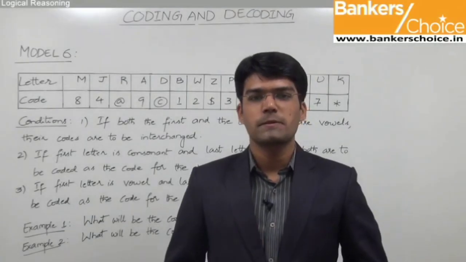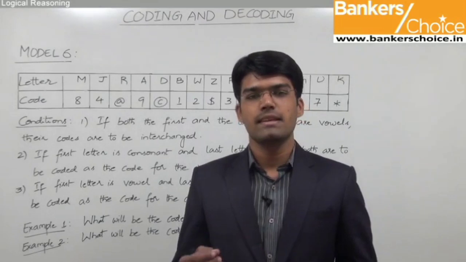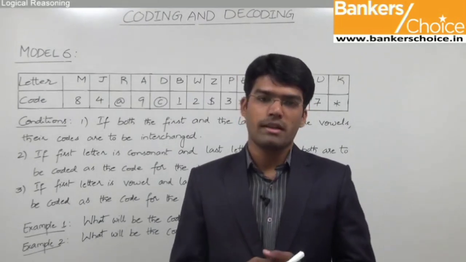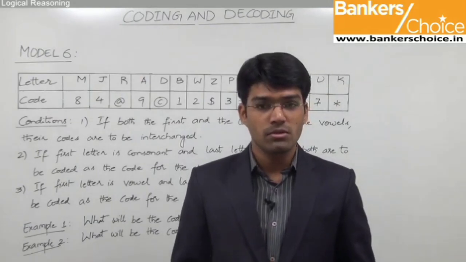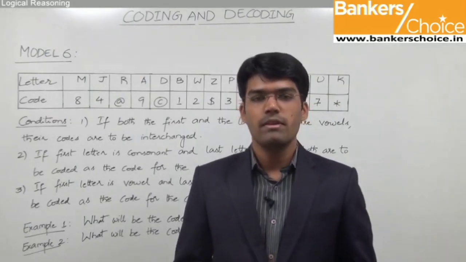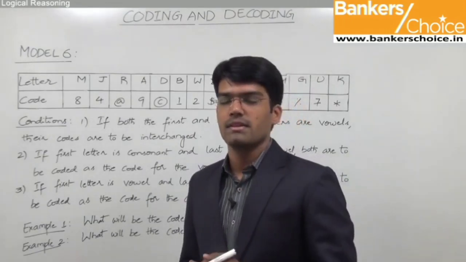Let us now look at the 6th model from Coding and Decoding, where the code for the letters is given in terms of a symbol or a number, followed by a few conditions. So before we find out the coded form for the given questions, we need to check all the conditions and then get the answer. Let's look at the question here.